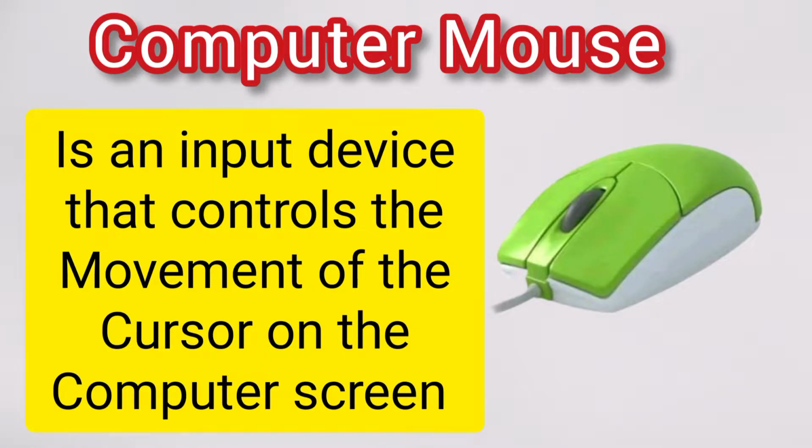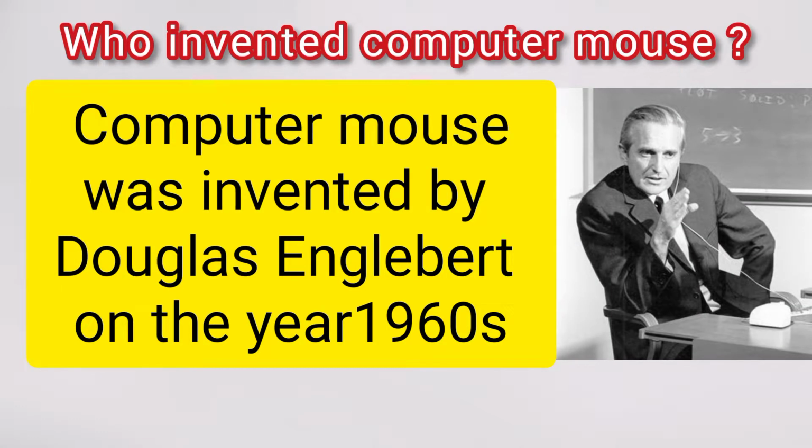A computer mouse is an input device that controls the movement of the cursor on the computer screen. The computer mouse was invented by Douglas Engelbart in the 1960s.